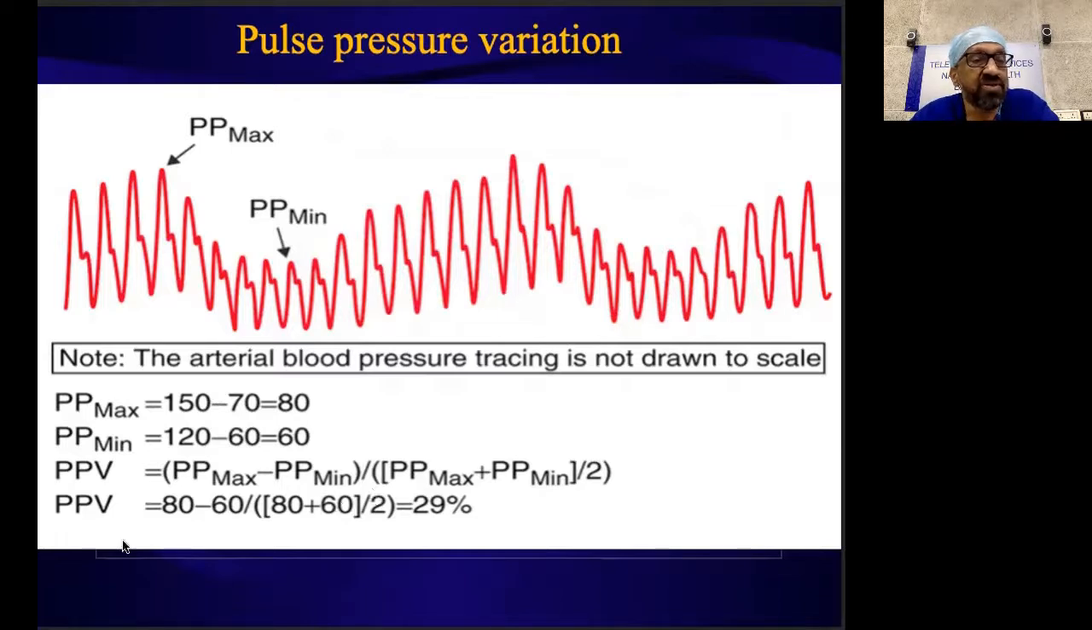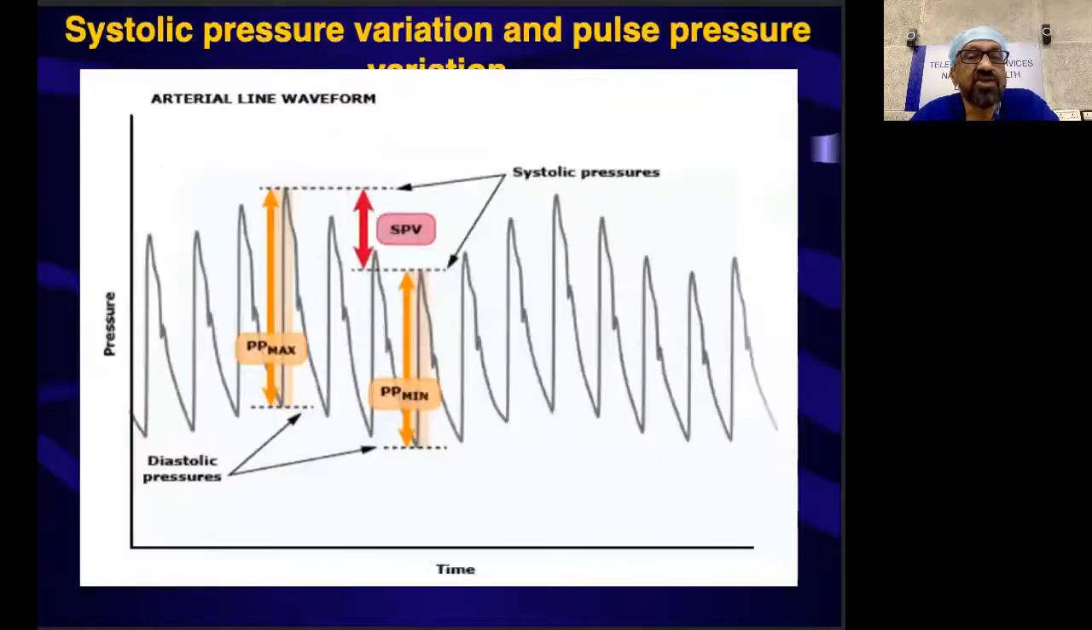of the patient. So this is again shown here, the systolic pressure and the pulse pressure variation as a result of cyclical changes in the intrathoracic pressure imposed by mechanical ventilation when the patients are totally paralyzed and sedated, and when we are using at least 8 ml per kilogram of body weight of tidal volume.